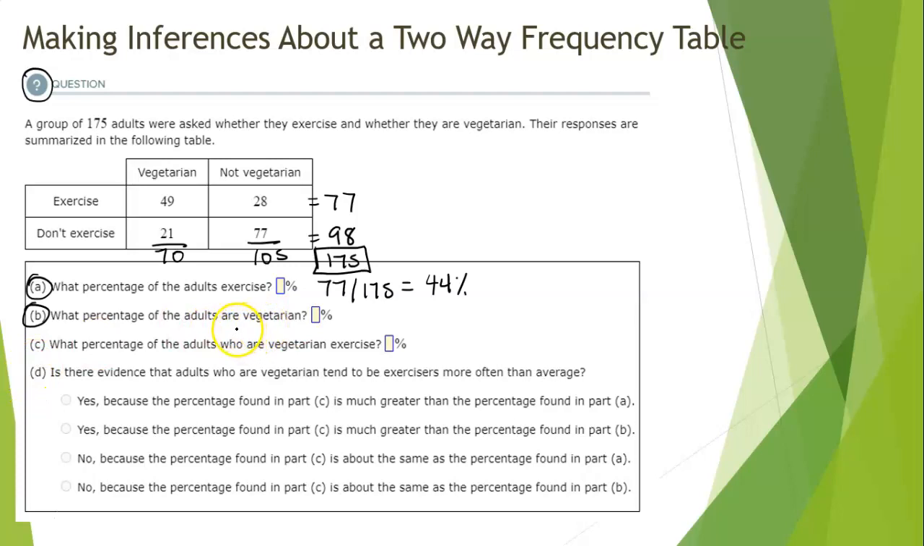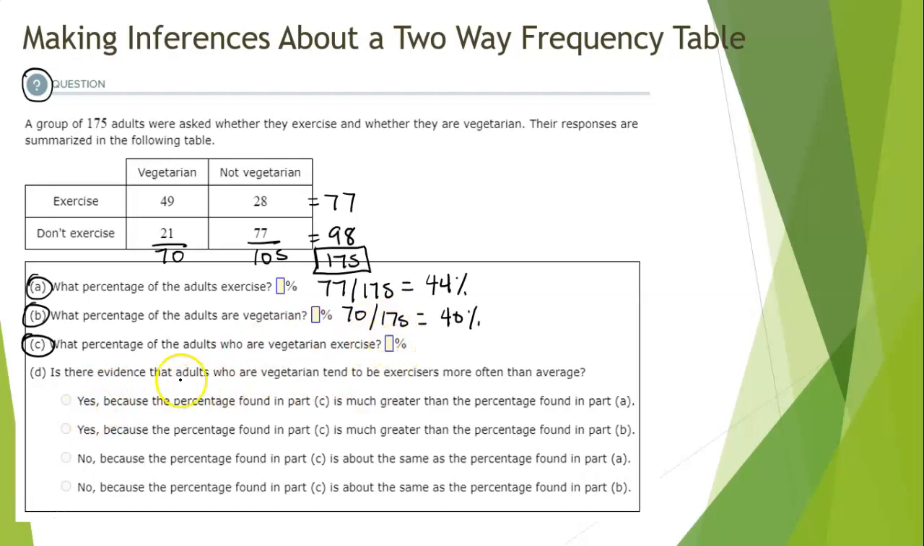The question was, what percentage of the adults are vegetarian? Well, there were 70 that were vegetarian altogether out of 175. So we do 70 divided by 175, and I get 0.4, which is the same thing as 40%. You pause the video and try C on your own.